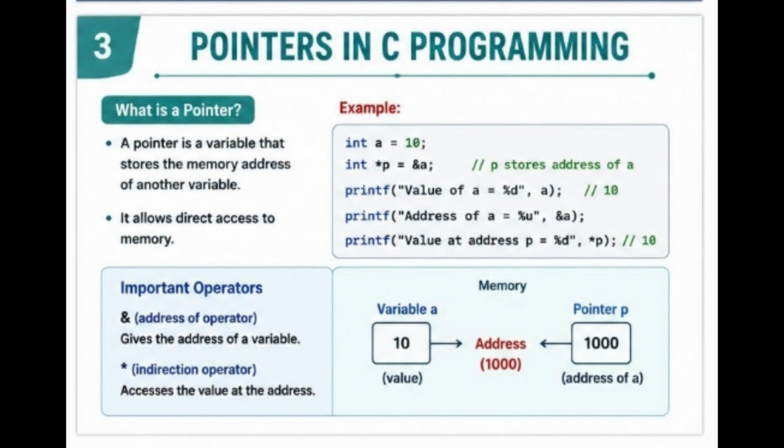The ampersand (&) gives you the address, like a GPS coordinate. The star (asterisk) is the value-at-address operator. It's like actually driving to that coordinate to see what's inside the house. So pointers don't just hold data, they give you a direct map to where that data lives in the hardware.